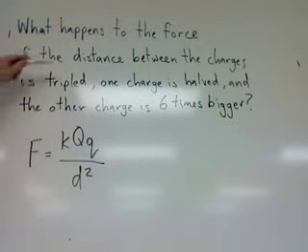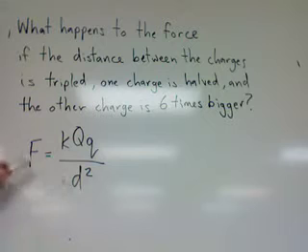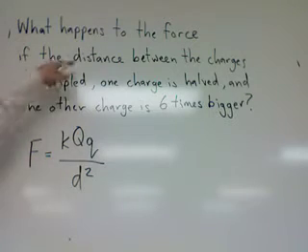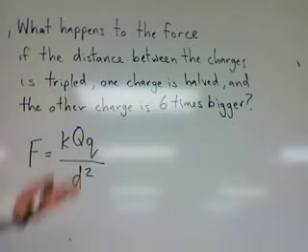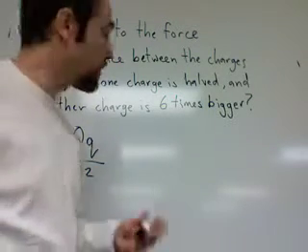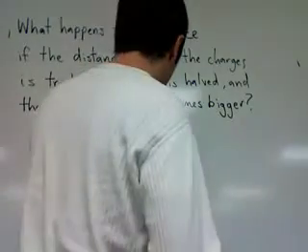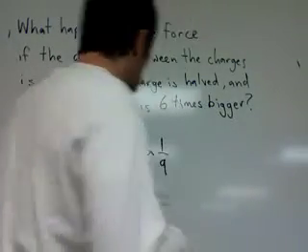So we know the relationship between d and F. It's an inverse square relationship, so whatever happens to d, you have to take the inverse of it and then square it. So if the distance is tripled, take the inverse, you get 1/3, you square that, you get 1/9. So far we are 1/9 as big.